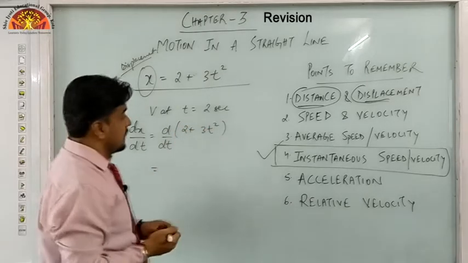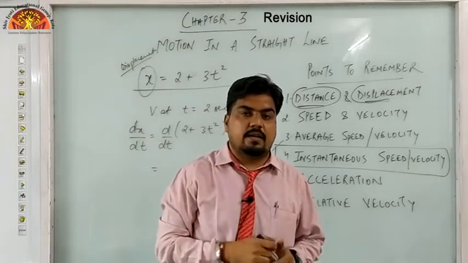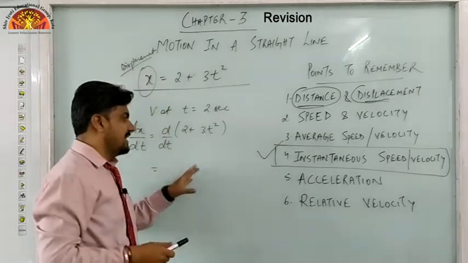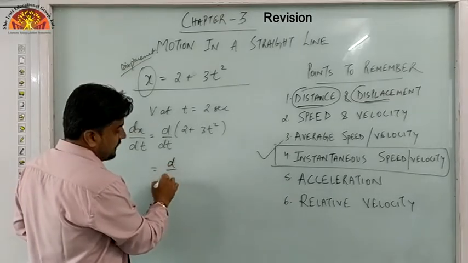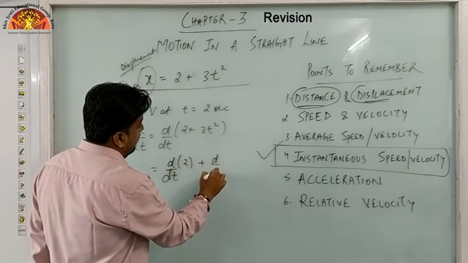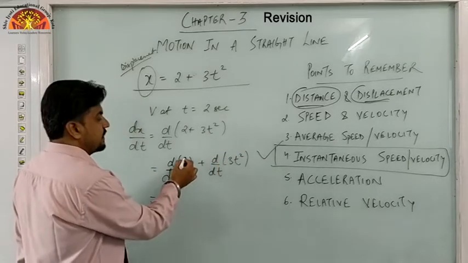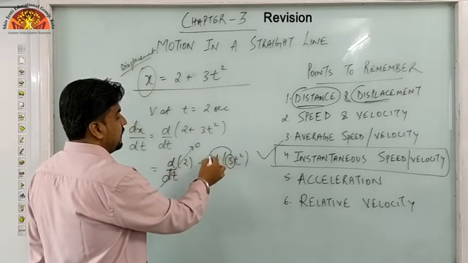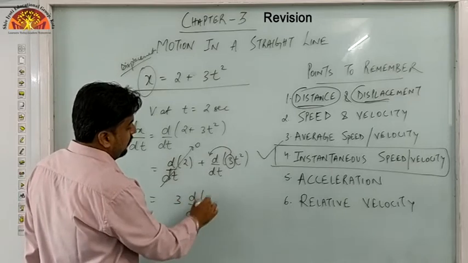So for this, understand, now the concept of differentiation would come into picture. The first chapter in which we discuss the mathematical tools, differentiation, integration, so that those basic differentiation and integration skills should be clear to you. So we can write it as d by dt of 2 plus d by dt of 3 t square. The differentiation of constant is 0. Over here, the constant comes out, okay. So what you will get is thrice of d by dt of t square.